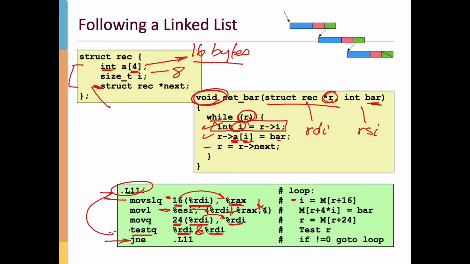On the other hand, when we get to the end of that linked list, and this pointer is null or 0, the flags that will be set based on the testq operation will indicate to the jump not equal that it is equal to 0, and it will fall through to the next instruction, which presumably is going to be a return statement that goes back to the caller.